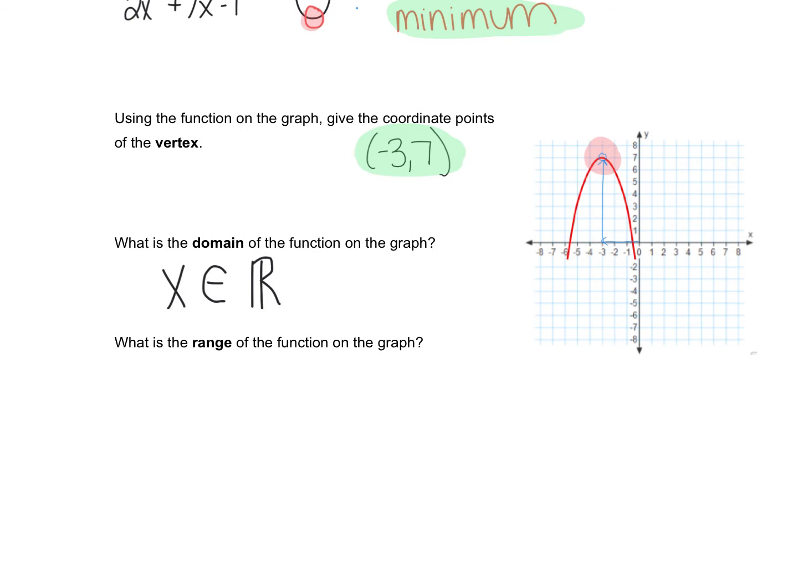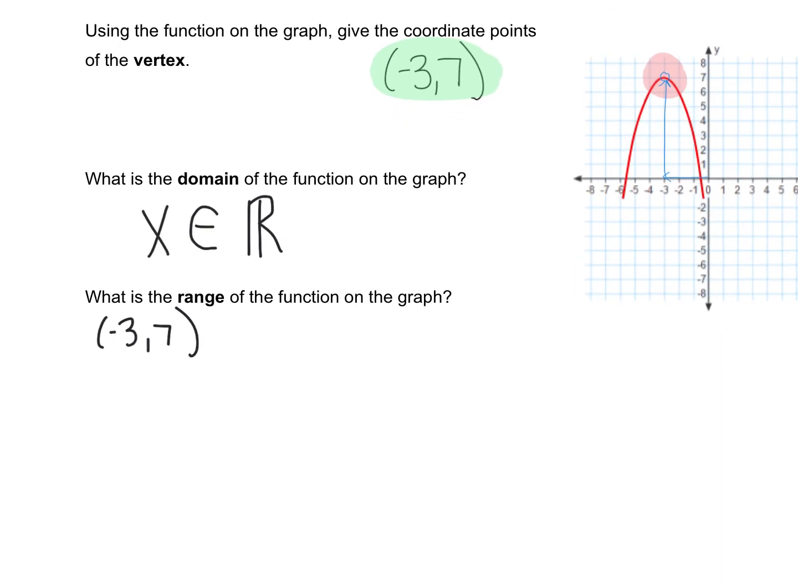Okay, so I'm looking at my -3, 7, and I'm going to use the y part of it. It's going to be y, and then there's going to be either a greater than or equal to or a less than or equal to. We'll come back to that, and it's going to be 7. So I need to decide, is y going to be bigger than 7 or smaller than 7?